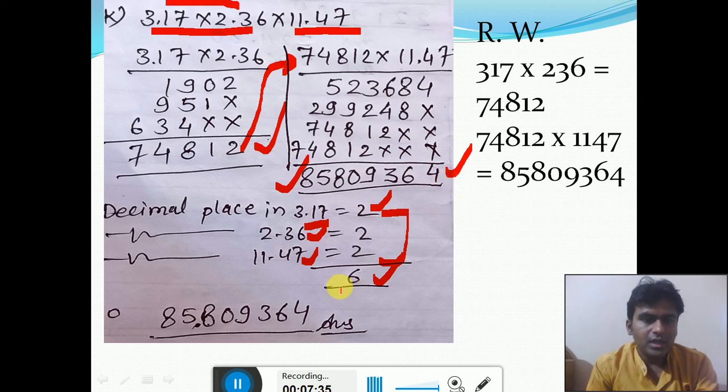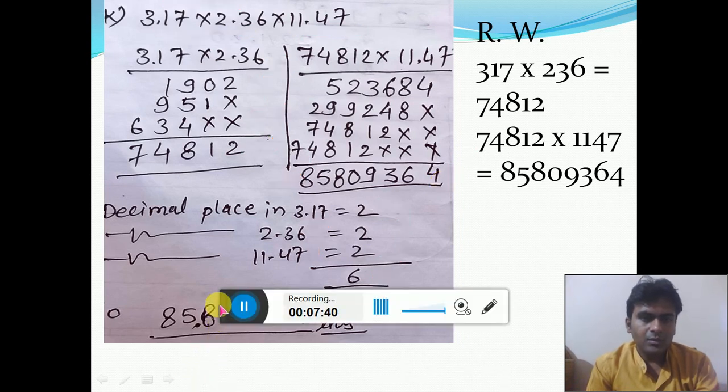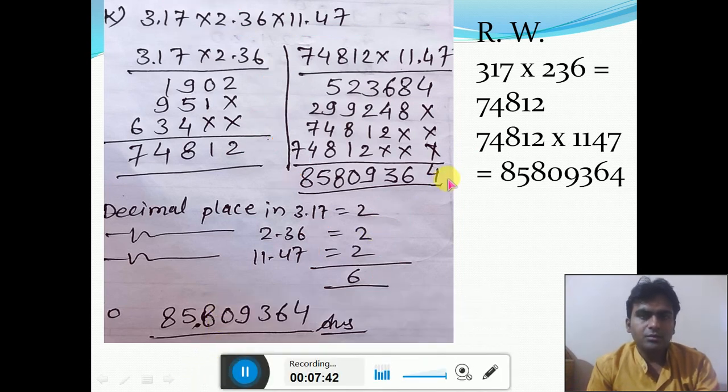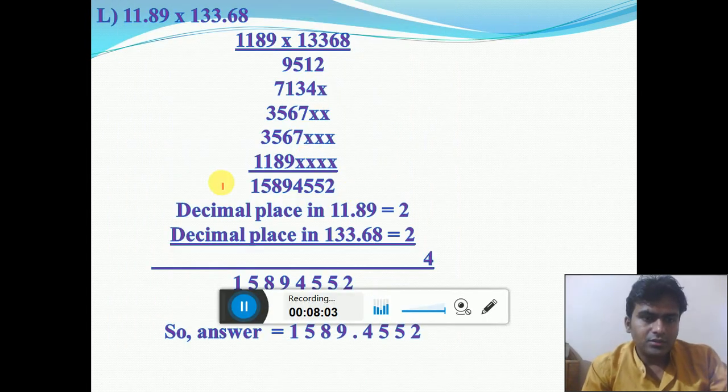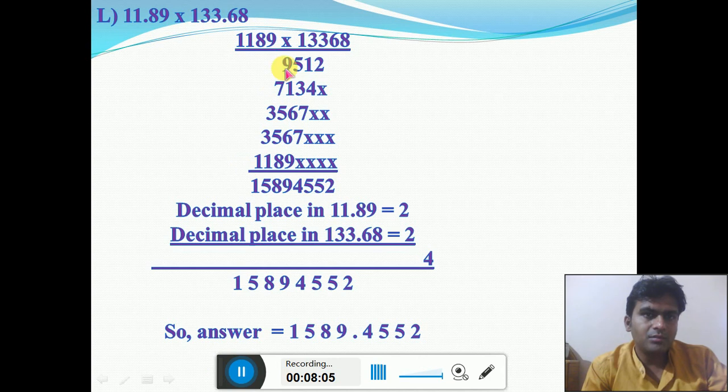So let's see here in this number. After multiplication we got this number. Now we have to put the decimal point. What have we decided? After 6 places. So from the right side we will start: 1 place, 2 place, 3, 4, 5 and 6. So after 5 we will put the decimal point. So our answer is 85.809364.